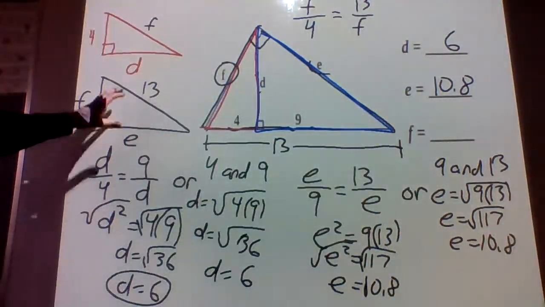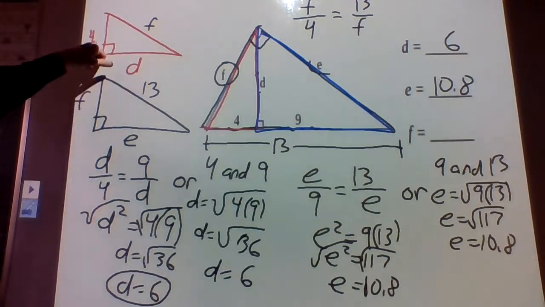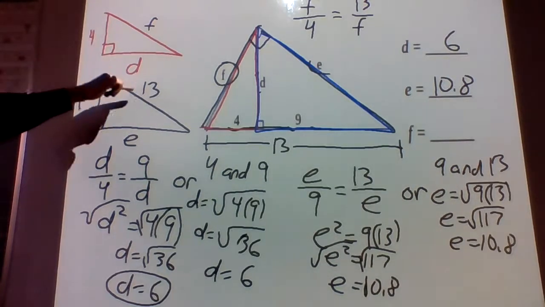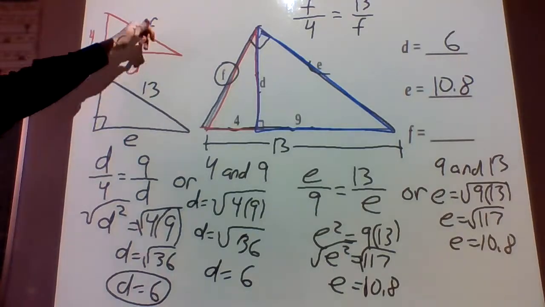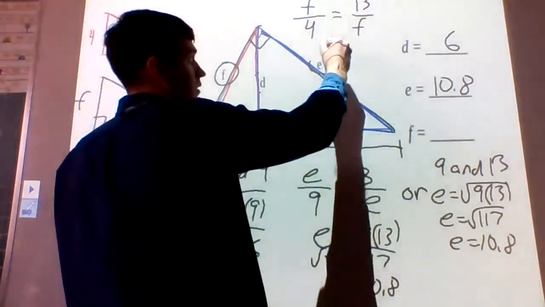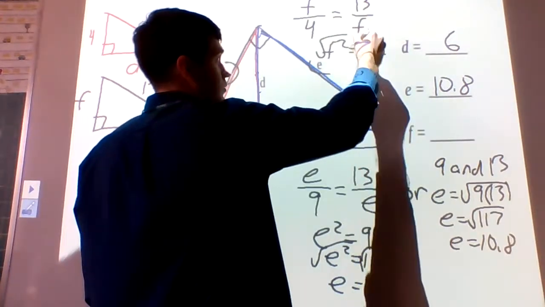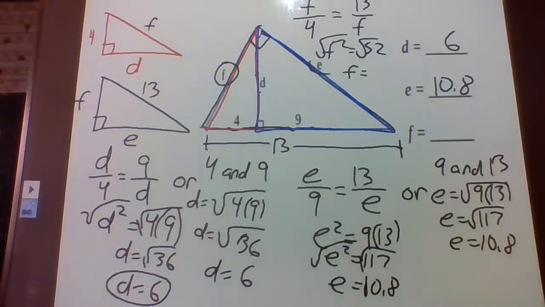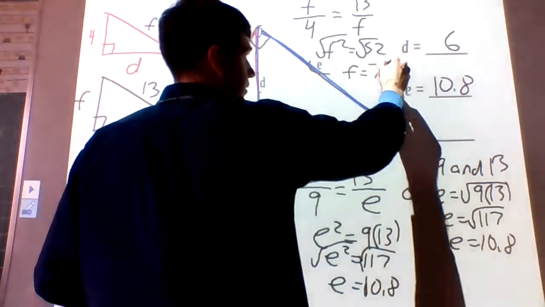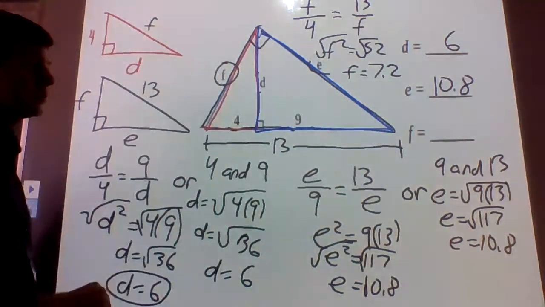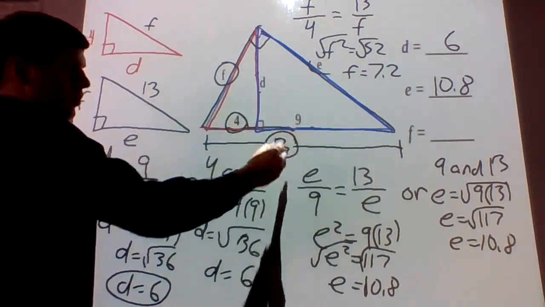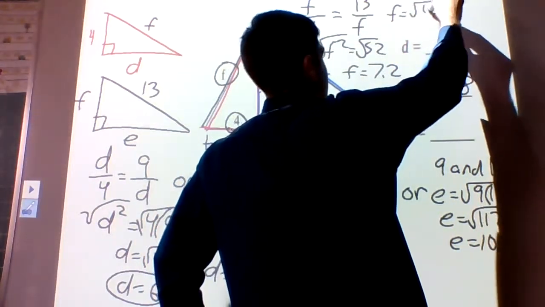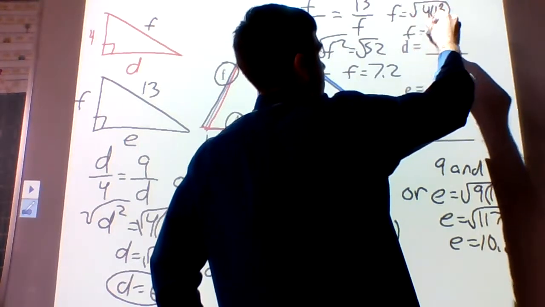Or we could have used the two triangles here. So F is to 4 as 13 is to F. So F corresponds with 4, 13 corresponds with F. So F over 4 equals 13 over F. We can cross multiply. F squared equals 52. Take the square root of both sides. F is going to be the square root of 52, which is 7.2. Okay, and again, if you knew F was the geometric mean between 4 and their whole thing, 13, you could just do F equals the square root of 4 times 13, which is going to give us 7.2.